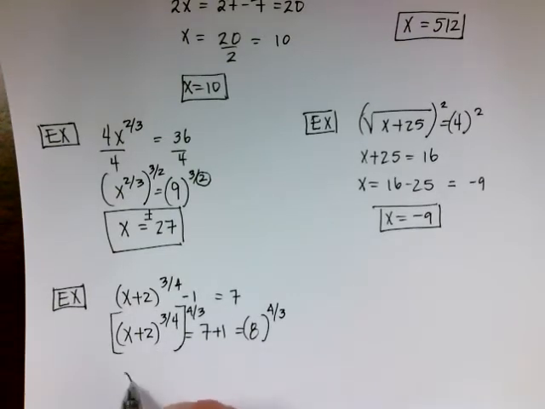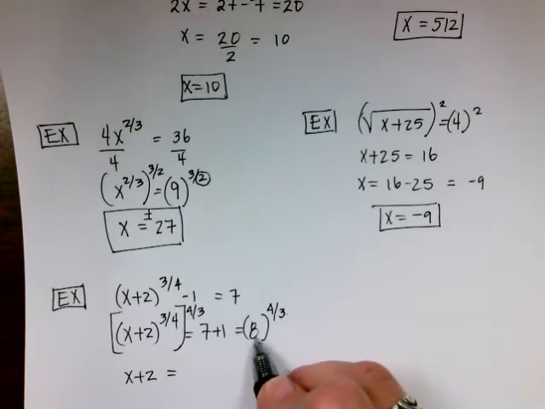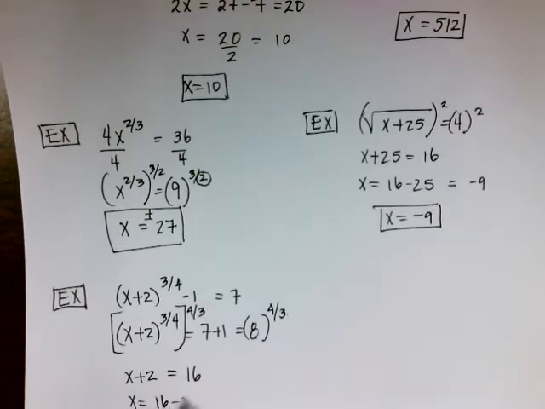So on the left-hand side, I get x plus 2. The third root of 8 is 2. Raised to the 4th power is 16. Okay, so that's very polite. Subtract the 2, so I get 16 minus 2, and that's equal to 14.